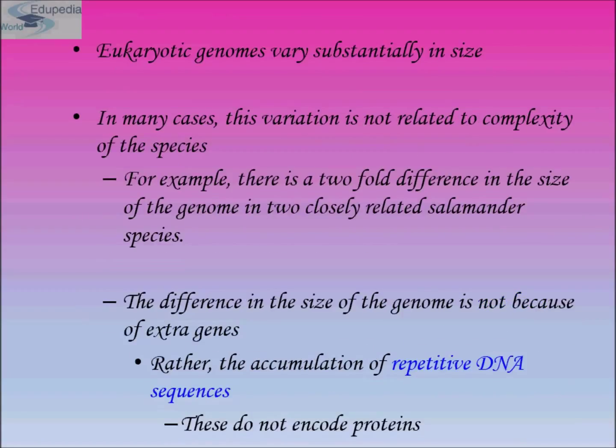Eukaryotic genomes vary substantially in size. In many cases, this variation is not related to the complexity of the species. For example, there is a two-fold difference in the size of the genome in two closely related salamander species. The difference in genome size is not because of extra genes, but rather the accumulation of repetitive DNA sequences.